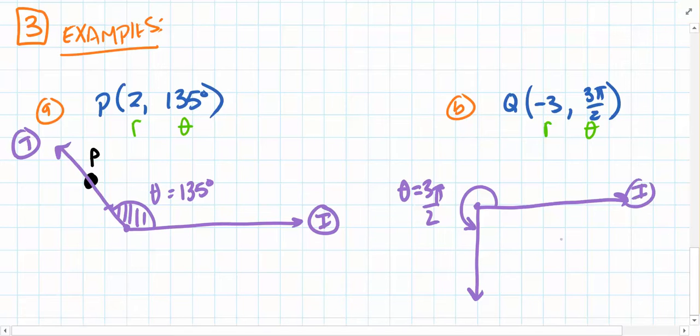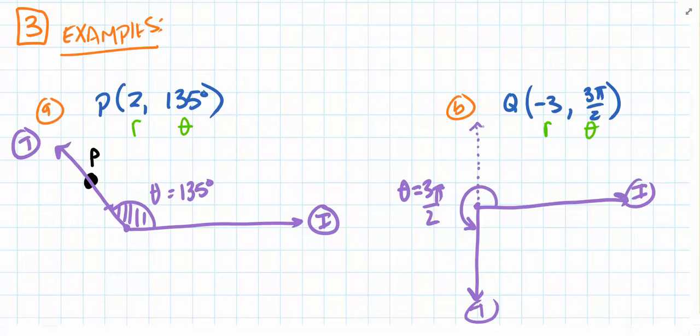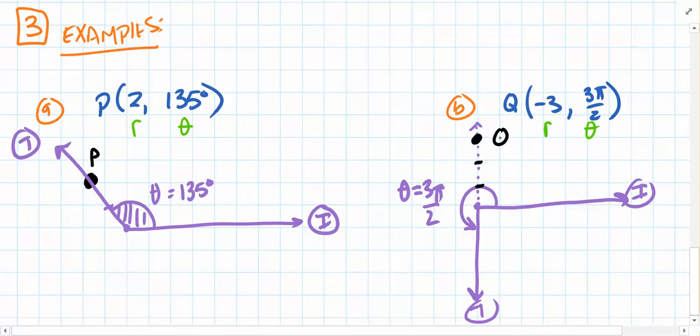The opposite ray I always make like a ghost ray. Go that way. So that's the opposite ray. And the point, since r is negative, will be on that ray, the opposite ray. So I'm going to go 3 units in a directed distance of that. So 1, 2, 3. So this is the point Q right here. Weird, right?